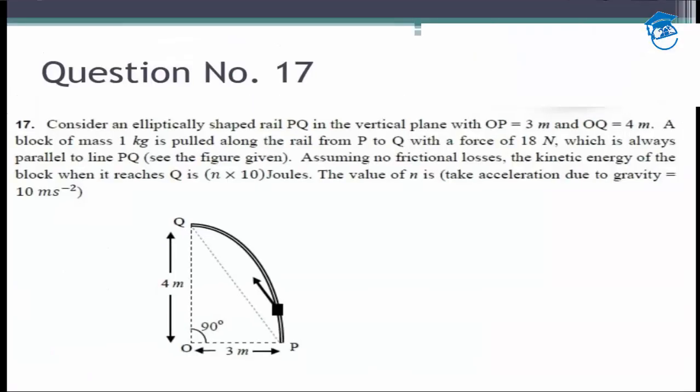In question 17, you have a curve that's not really a circle, it's in a lift, and an object is going from P to Q. This is 4 meters, this is 3 meters, this is 90 degrees, and this is a straight line journey.